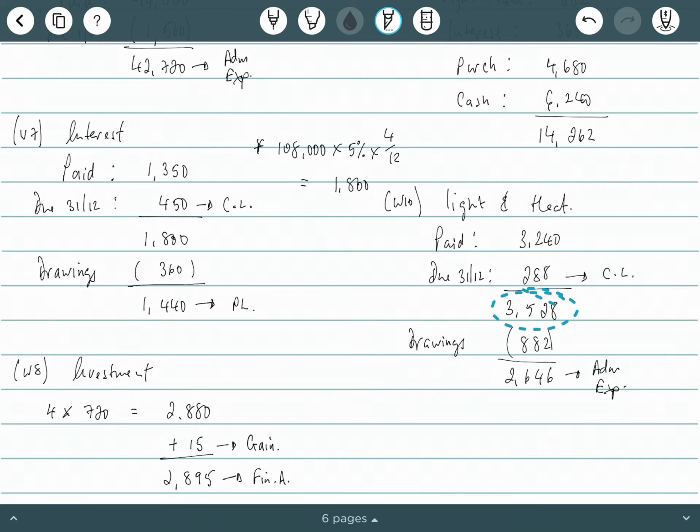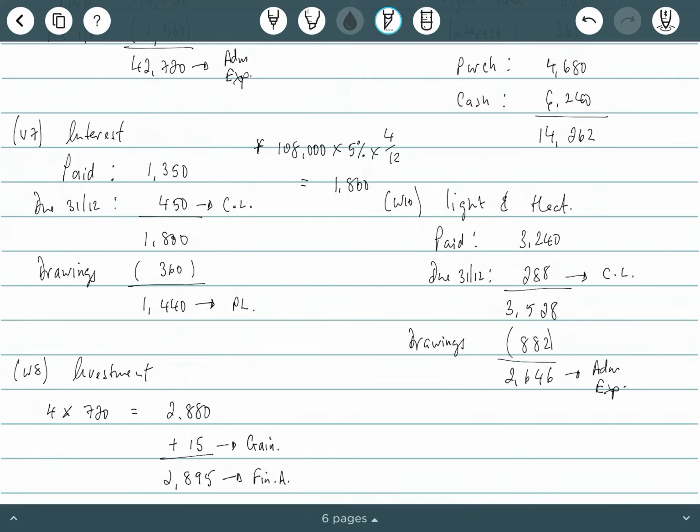Okay, so I'll go over that again. We paid 3,240. There's 288 due at the end of the year, given to you at the end of the question, which is a current liability. Adding those two together, you get 3,528. Your drawings then is 25% of light and heat used. So that 3,528 is how much you actually used. Okay, your 25% then is €882. You take that from the 3,528 and you get your 2,646.